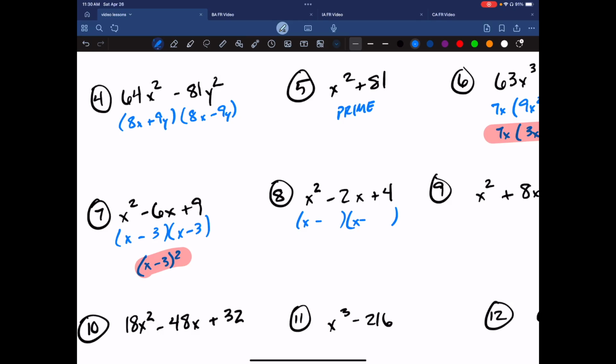Okay, so this can be x minus, minus. Factors of 4 are 2 and 1, and 4 and 1, and 2 and 2. Well, that doesn't result in a 2 in the middle. So this is prime. This can't be factored any further.